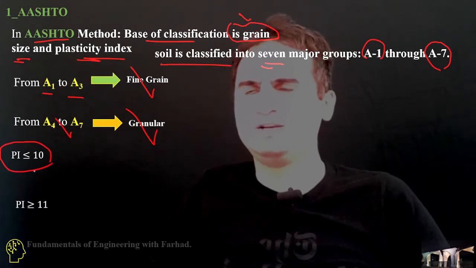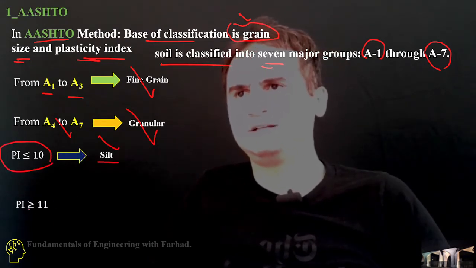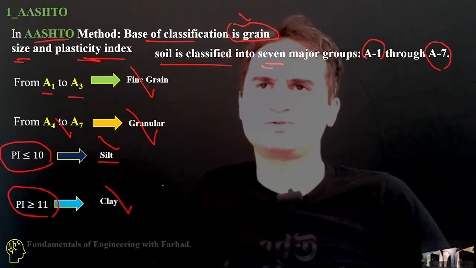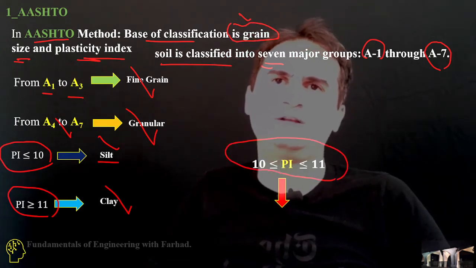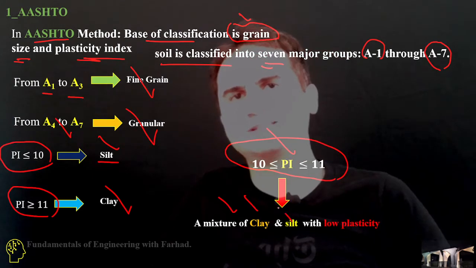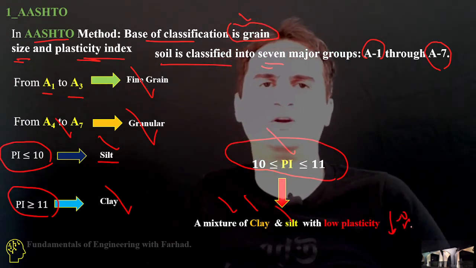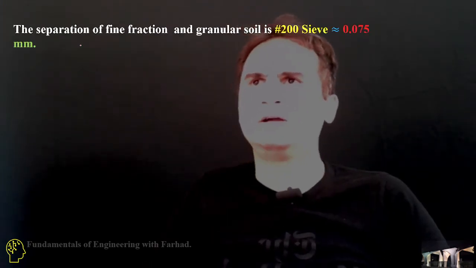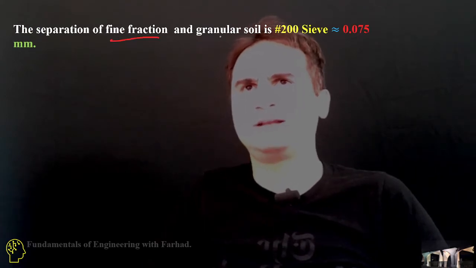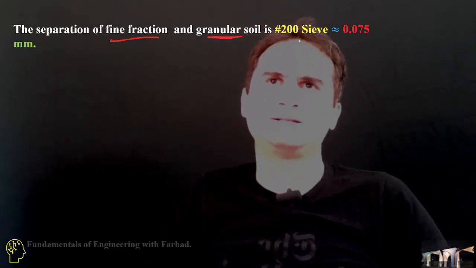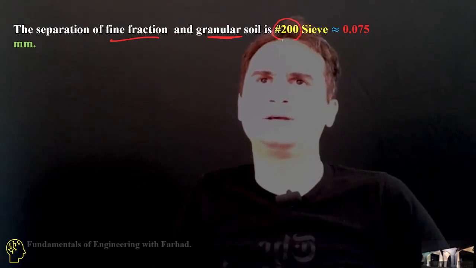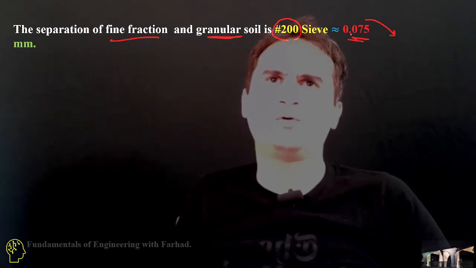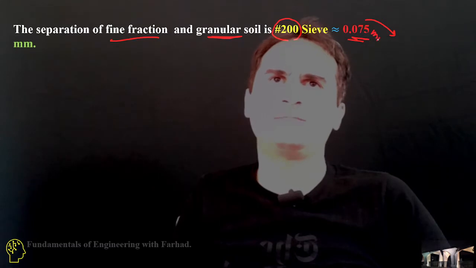If PI is equal to or less than 10, that's silt. If it is equal to or bigger than 11, that's clay soil. And if PI is between 10 and 11, that's a combination of clay and soil with low plasticity index. The separation of fine fraction and granular soil is sieve number 200, where the grain size is about 0.075 millimeters.